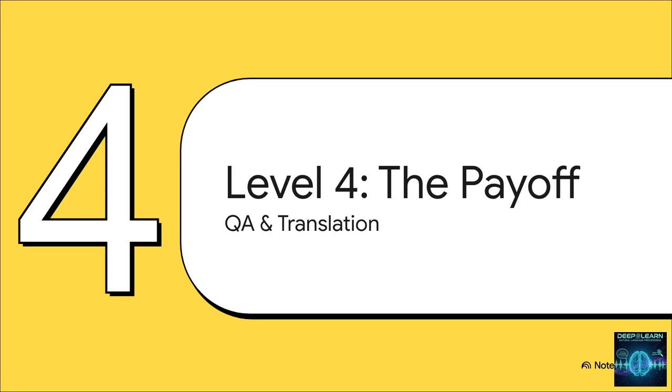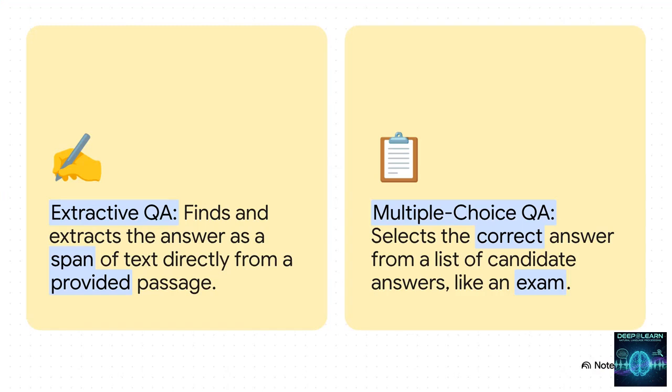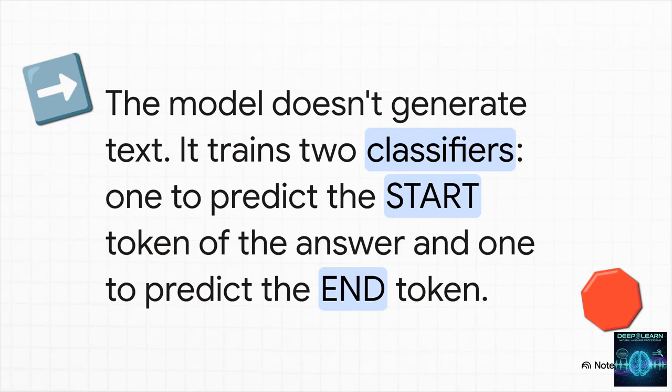So after all that work, the classification, the tagging, the parsing, what can a machine actually do with all this? Well, this foundation enables some of the most sophisticated and genuinely useful NLP applications that we have today. Let's take question answering. There are two main flavors. The first is extractive QA, where it finds the answer by literally highlighting a span of text from a document, kind of like a scavenger hunt. The other is multiple choice QA, which is more like a school exam where it has to choose the best option from a list.